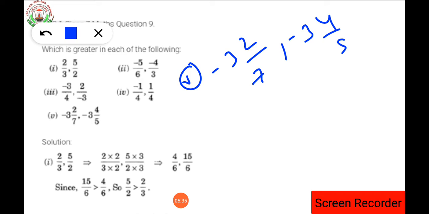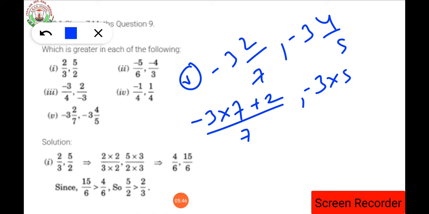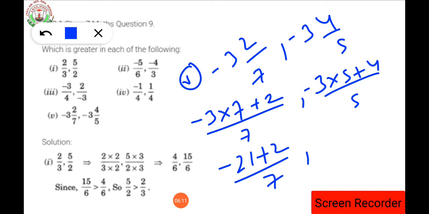Whole into denominator plus numerator, isn't it? So whole is minus 3 into 7 plus 2 upon 7, comma minus 3 into 5 plus 4 upon 5. This we are having. I had already taught you in the 6th class how to convert mixed into improper, isn't it? So again minus 3 into 7, it will be minus 21. Minus 21 will be added with 2. So minus 21 plus 2 is how much? It will be minus 21 plus 2 upon 7, comma minus 15 plus 4 upon 5.